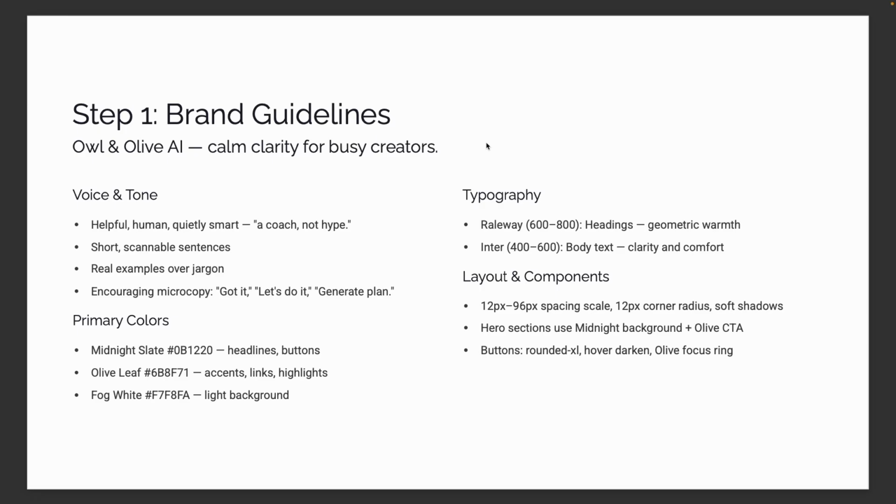So the first step here, brand guidelines. This is something they already have for Owl and Olive AI. I think it's really nice and important to have this from the very beginning so that everything is consistent. So it covers all the good stuff like the voice and the tone, the primary colors, typography, layout. All that's included in a PDF document that I'm going to provide to ChatGPT.